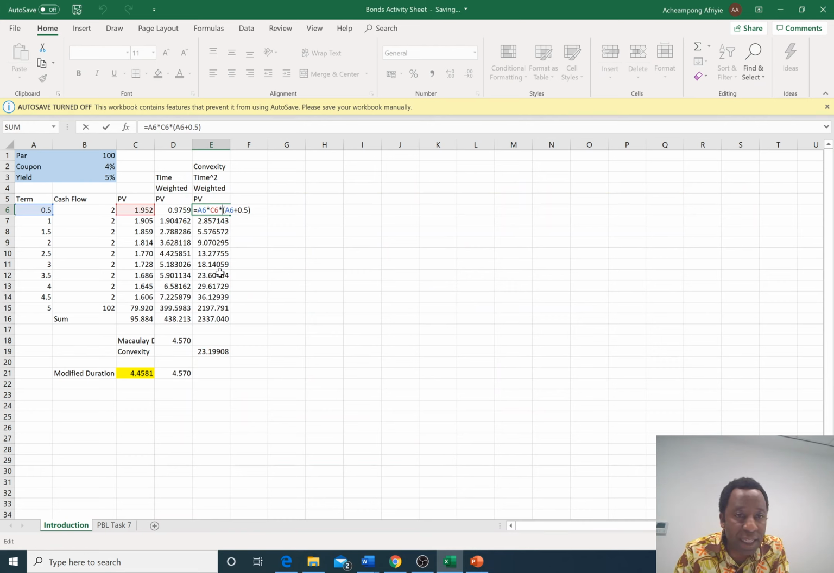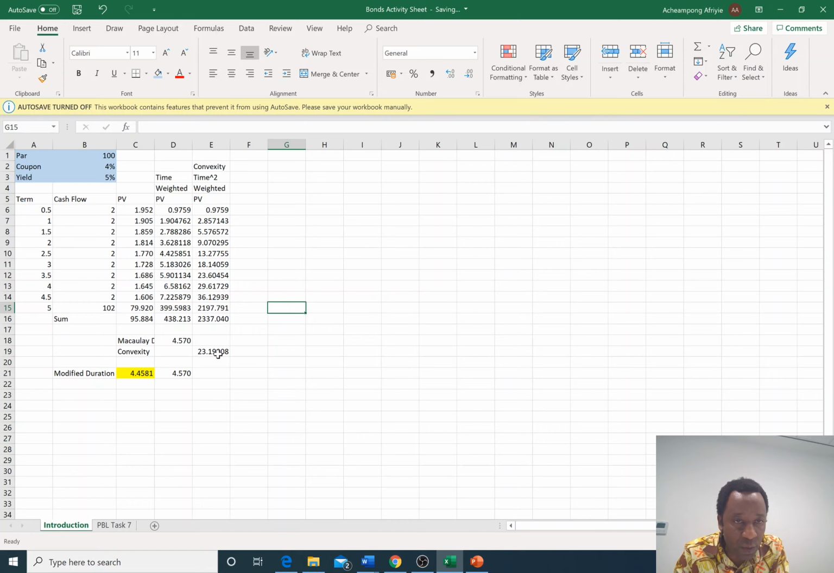So if we did that, if we squared it all the way through to the end, let's just come here all the way through to the end, and then we added them up. So the sum of that, like we did when we were taking the time weighted average of the present values, that gives us that figure there.